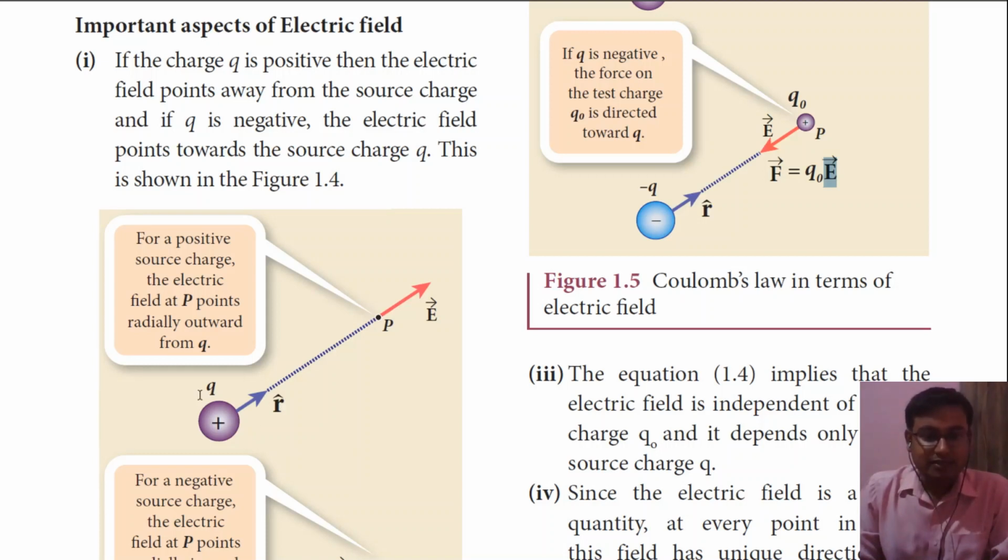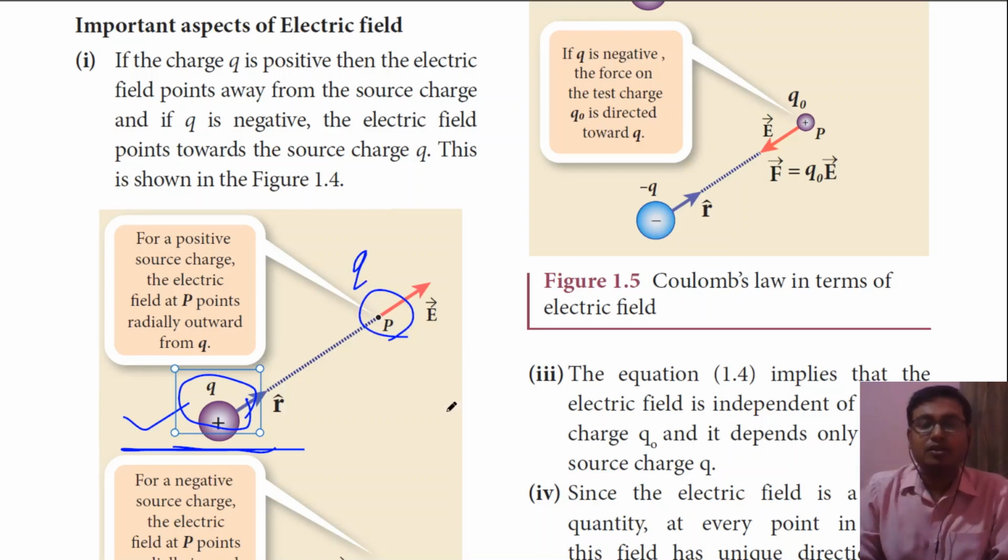Let us see this figure first. In this figure, at this point we have a positive charge. This is a source charge. Suppose at point P, the point P is for reference, we have a test charge Q naught, and in physics whenever we talk about a test charge, it will always be a positive charge. Always keep in mind, source charge may be positive or negative, but test charge will always be positive.